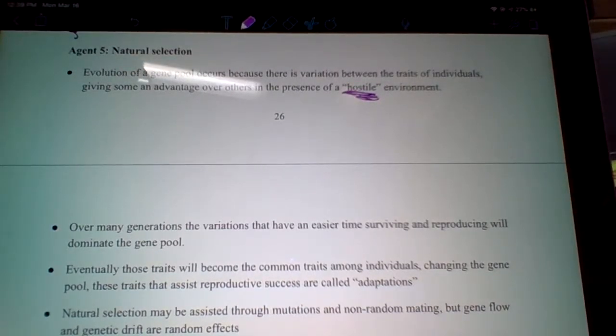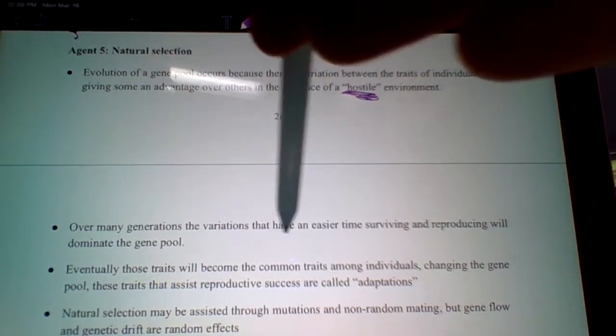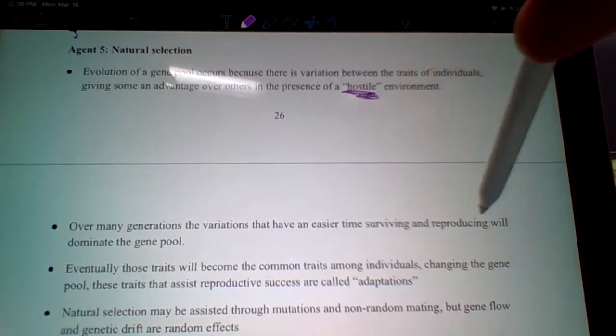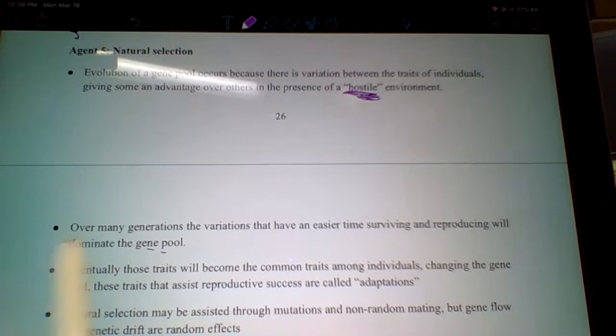But in this case, because the stress is continuous and relatively small, it causes a directed effect. Over many generations, the variations that have an easier time surviving and reproducing will dominate the gene pool. Eventually, the traits will become the common traits among individuals, changing the gene pool. These traits that assist reproductive success are called adaptations. So natural selection is the only one that can result in adaptations.